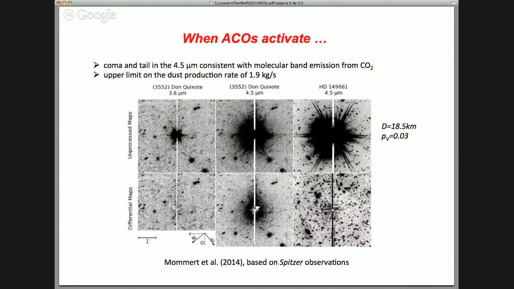But sometimes what we consider an ACO activates. This is the case of Don Quixote. This is a very interesting paper by Mommert et al., 2014. Using Spitzer, they observed Don Quixote at 3.6 and 4.5 microns, and extracted the PSF of a point-like source. This is a star. From the star here, they determined the PSF of a point-like source, extracted these images, and look what happens at 4.5. They have a remaining coma. Here, they attribute to CO2 emission in this band. They claim that this is a gas coma of CO2, and with some dust, of course. So sometimes these objects can have a very light activity, and it's interesting to follow them to look for this activity.